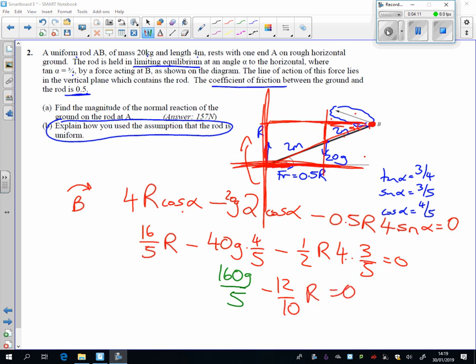And that equals 0. So I'm going to add these two over to this side. 16, can I cancel that one down to 6 over 5? So I've got 10 over 5, which is 2R over here, and 160G over 5 there. Just divide by 2 again, and I've got an answer that R is 16G. 16G is 157 newtons.